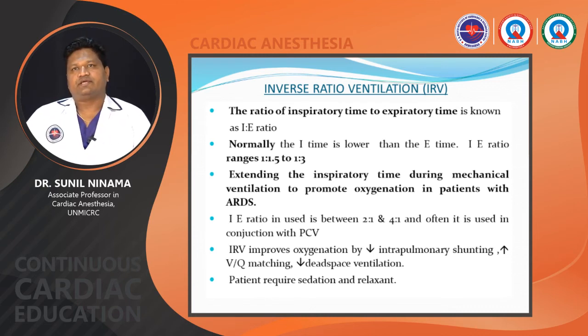The normal I:E ratio range is 1:1.5 to 1:3. Inverse ratio ventilation extends inspiratory time during mechanical ventilation to promote oxygenation in patients with ARDS. The ratio used is between 2:1 and 4:1, and it is often used in conjunction with pressure control ventilation. Inverse ratio ventilation improves oxygenation by decreasing intrapulmonary shunting, improving V/Q matching, and decreasing dead space ventilation. The patient requires sedation and relaxation.